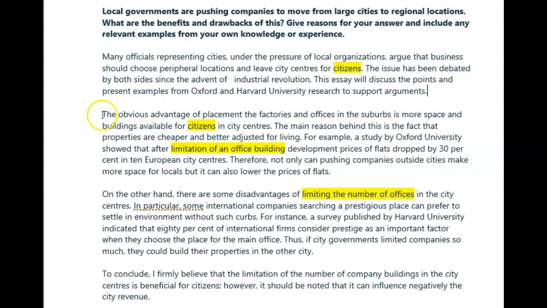Well done. The obvious advantage of the placement of factories, you'd have to say, or you would have to turn it around and say factory and office placement in the suburbs, is more space and now you want to say that buildings are freed up, and the freeing up of, or the liberation of buildings for citizens in the city centre, or for city centre residents. The main reason behind this is the fact that properties are cheaper and better adjusted for living.